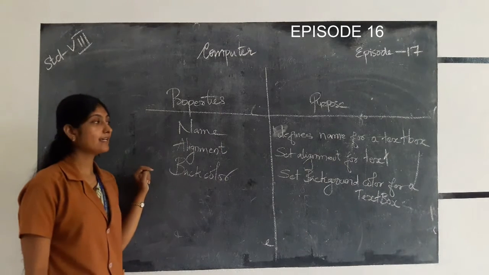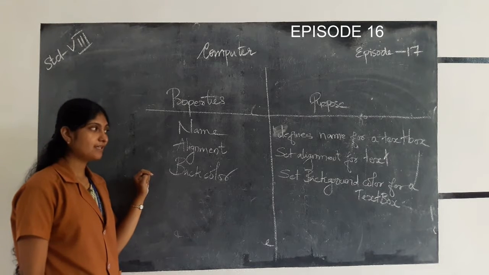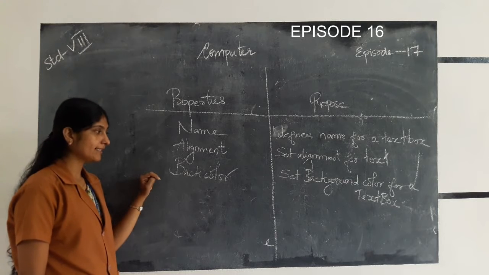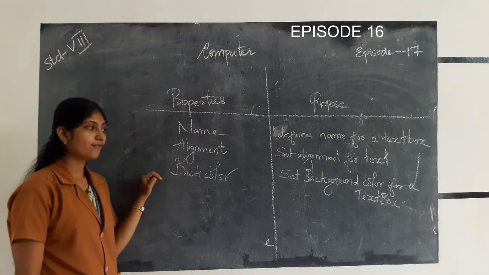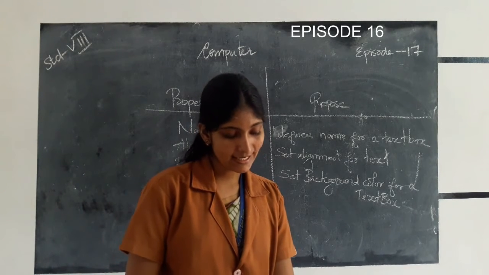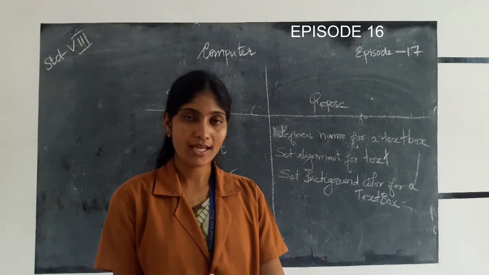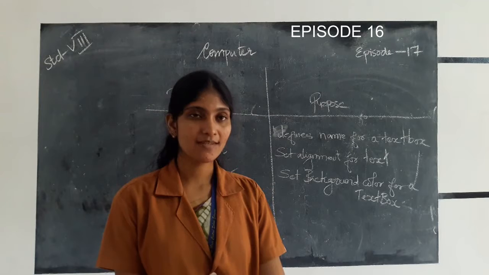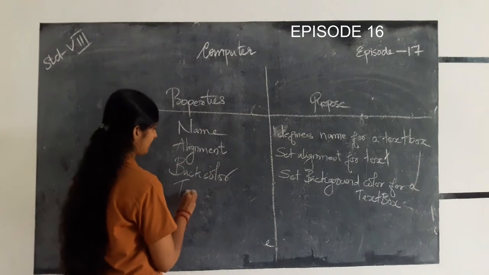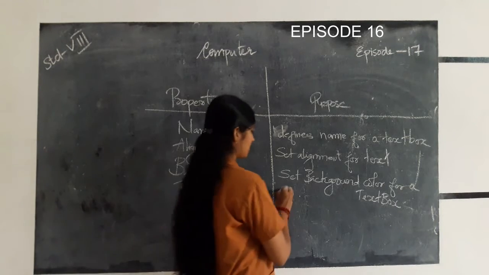So once again, first name, which defines the name for a text box. Second one, alignment. It sets alignment for text. Third one is back color, which sets background color for the text box. Then next is text. Text means simply the text of the characters which you entered in a text box. So fourth one, text. Text means text you entered in a text box.